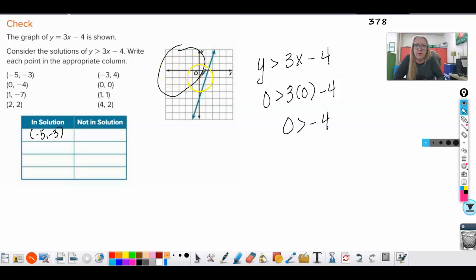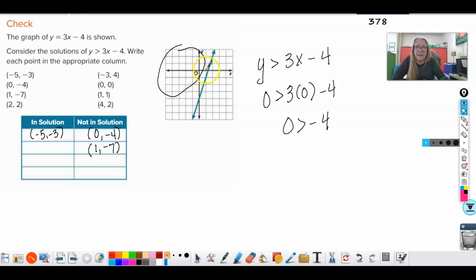0, -4. 1, 2, 3, 4. It is in the solution because this is a solid line. Oh, no, it's not a solid line. They're trying to trick us. This would have been a dashed line if we had graphed the inequality. And that point lies directly on the line, and the line is not part of the solution set. Oh, they're so tricky. So that is not in the solution. Thought they'd get away with it. 1, -7, definitely not in the solution.